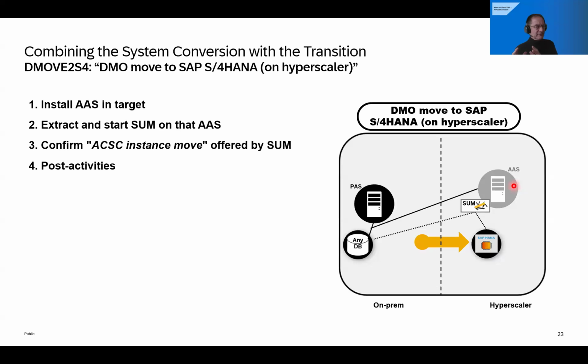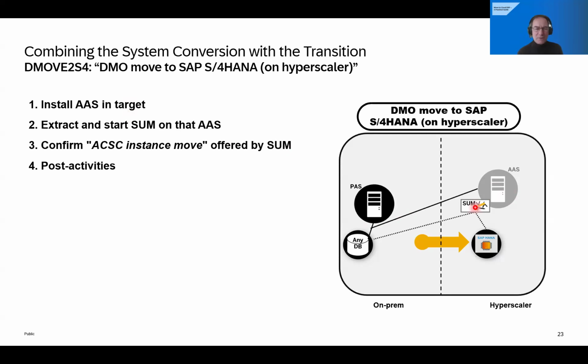Wait a minute, source system is the ERP system running on premise. Yes, we extend this source system to the target environment, and we install an additional application server in the target environment that belongs to the source but runs in the target environment. That's the trick. That's the way that DMO with move to S4 works.